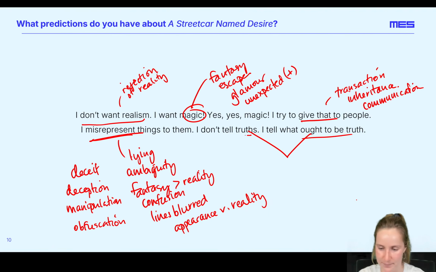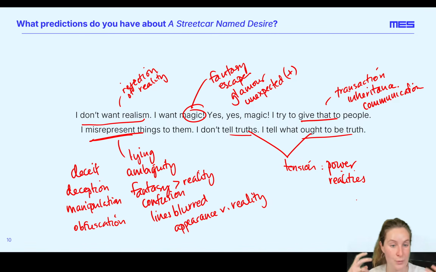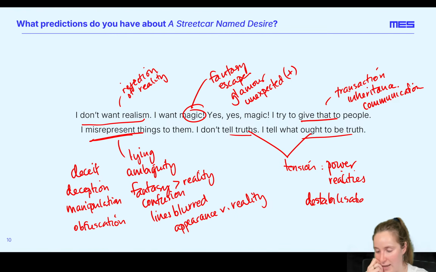Here, then, we have tension. Because who has this power? This is about power, right? This is about reality and different realities. Today, we might call it fake news versus reality versus actual falsehood, right? These different layers of what is true and what is not, that really creates this destabilization as we don't know what's true anymore. And this really becomes clear in the stagecraft as well as in the characters of A Streetcar Named Desire. Lights change, lights are hidden and covered and revealed.